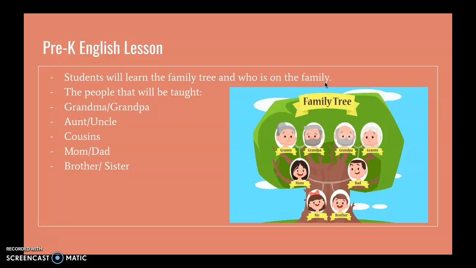The students will be taught people that are included on the family tree, including grandma and grandpa, aunt and uncle, cousins, mom and dad, brother and sister, and they will have to place a picture. So they will have a cutout of an old lady, for example, and they will place it where it belongs on the family tree.